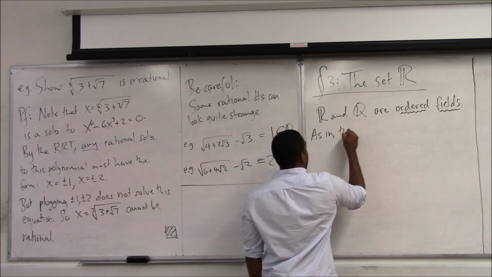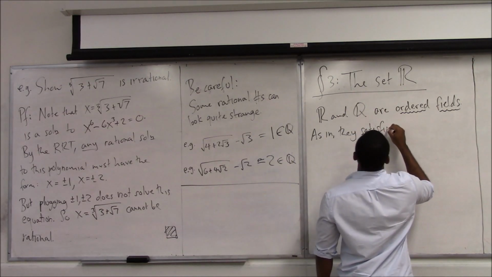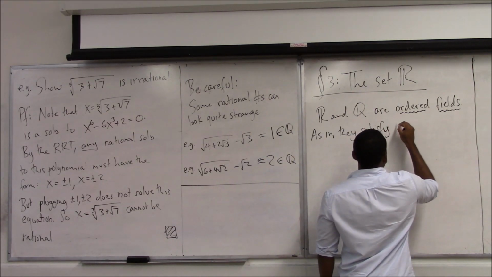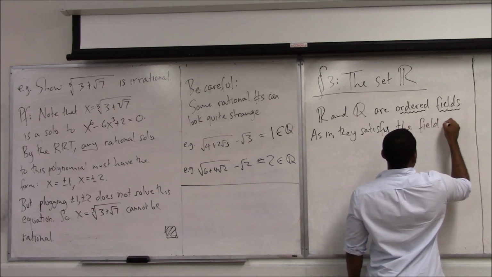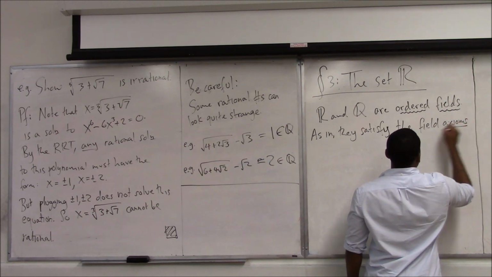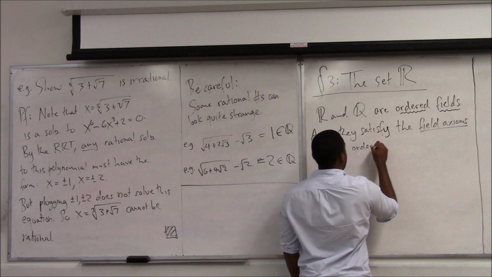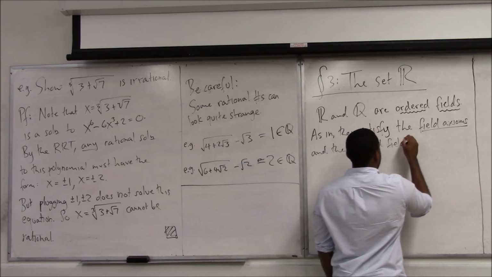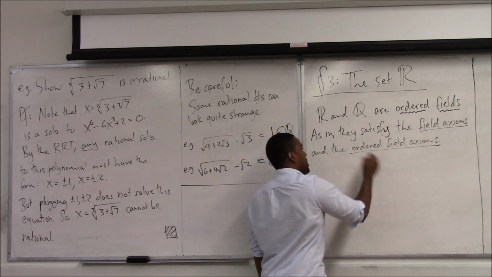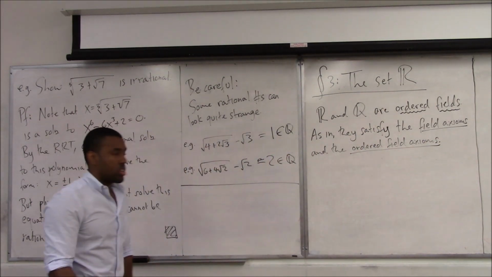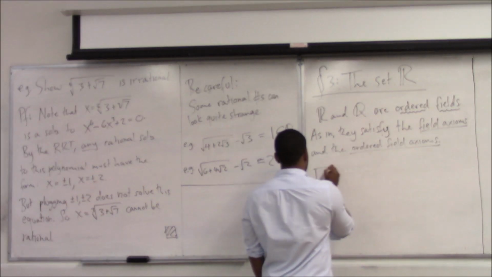As in, they satisfy the field axioms and the ordered field axioms. There's one set that introduces order, which is your less than or equal to, and then there's one that just makes it a field. So let's talk about field axioms first.